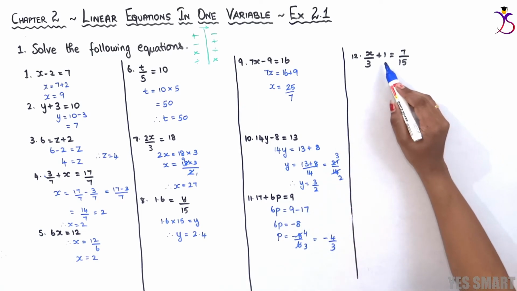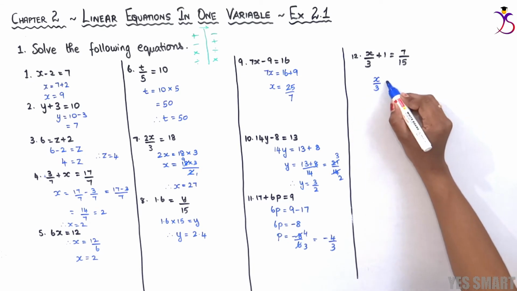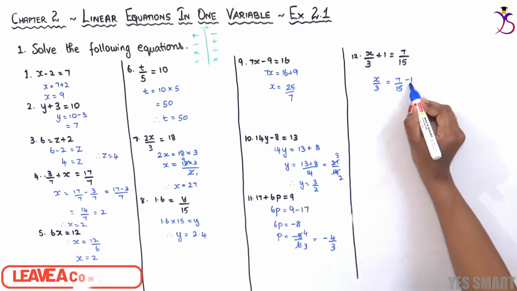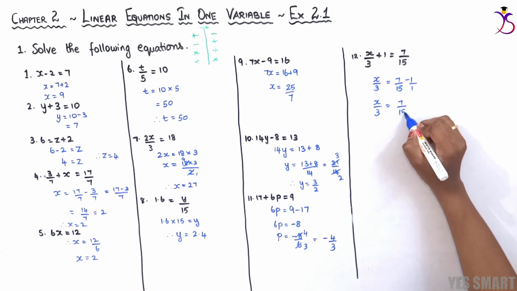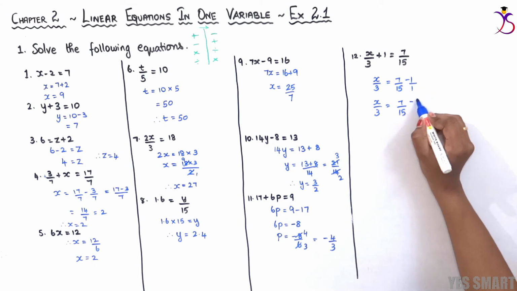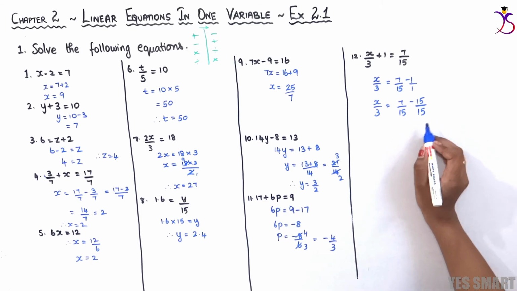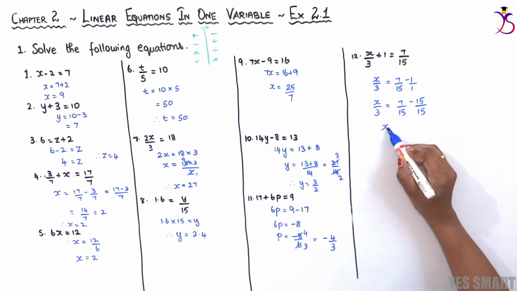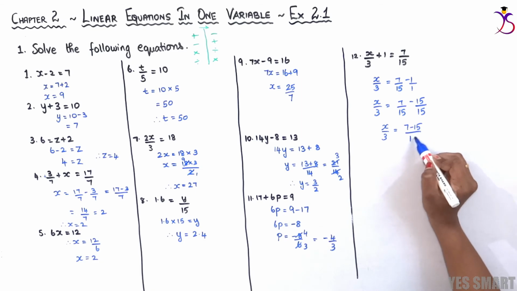12th sum. Let's move the plus 1. x by 3 equal to 7 by 15 minus 1. Because plus 1 is transposed as minus 1, the denominator here is 1 because there is no other value. Now let's take the LCM. LCM of 15 and 1 is 15. Now let's multiply the numerator and denominator by 15. So 1 15s are 15, 1 into 15, 15. Now it is the same denominator, so we can combine and write. So x by 3 equal to 7 minus 15 divided by 15.